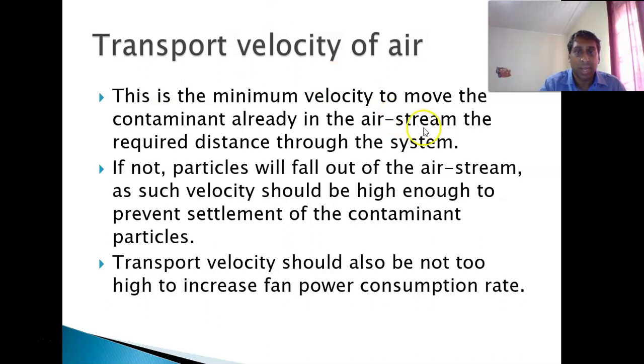Transport velocity should also not be too high, to avoid increasing the fan power and consumption. It's not to overrun the system so that you overrun the fan and the power as well, but to set it at a speed such that the contaminants can move freely through the system, be filtered and exhausted back to the atmosphere.